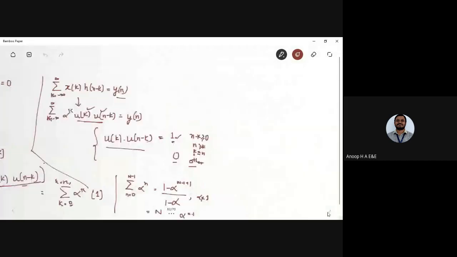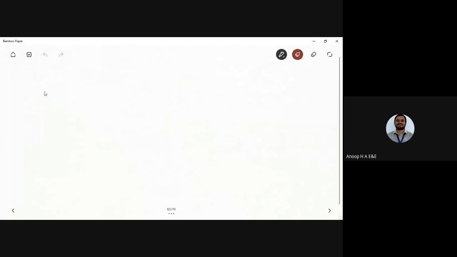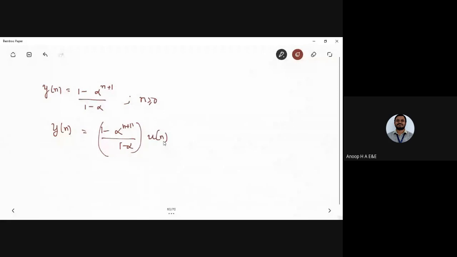So let me rewrite this equation here again. So I have y of n, that would be equal to 1 minus alpha power n plus 1 divided by 1 minus alpha, where the value of n is greater than or equal to 0. Instead of writing greater than or equal to 0, I can write 1 minus alpha power n plus 1 divided by 1 minus alpha times u of n. Got it? So this is the equation what I need to write.